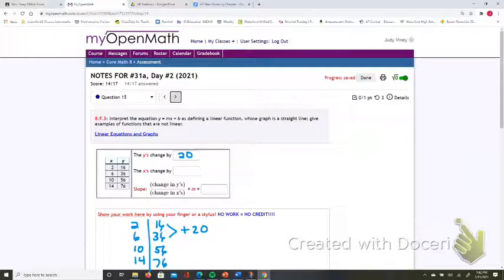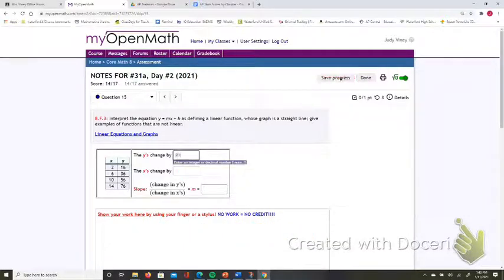And then the x's went from 2 to 6, and so didn't they go up 4? So the x's changed by 4. Now remember that your slope is the change in the y's over the change in the x's. So it's going to be 20 divided by 4, but that reduces to 5. So now we're going to type them in. So our y's changed by 20, our x's changed by 4, and then our slope was 5.